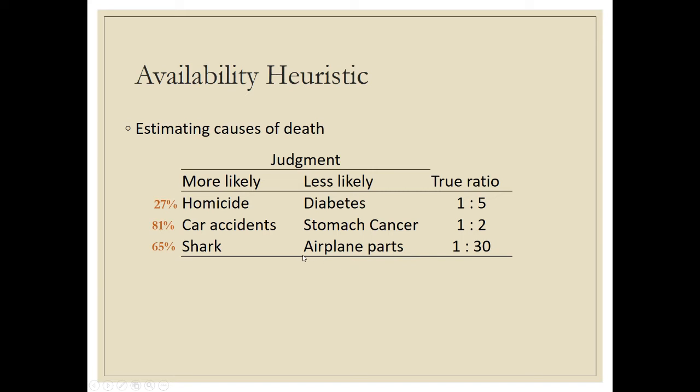So as you can see, we make decisions, or judgments rather, that are incorrect, and we do so largely because we have certain information that is more available to us than other information, right? We've heard about shark attacks more than we've heard about airplane parts killing people, for example.